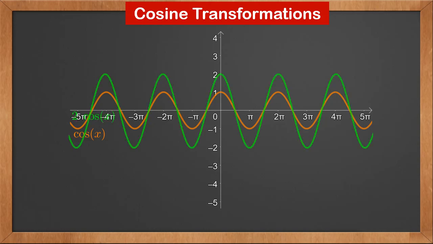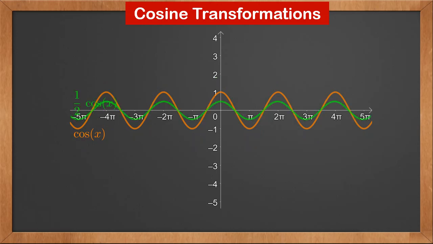This is 2 cosine x. It's stretched along the y direction with factor 2. Min and max become minus 2 and 2. This is half cosine x. It's stretched along the y direction with factor half. Min and max become minus half and half. So a is also max minus min over 2.